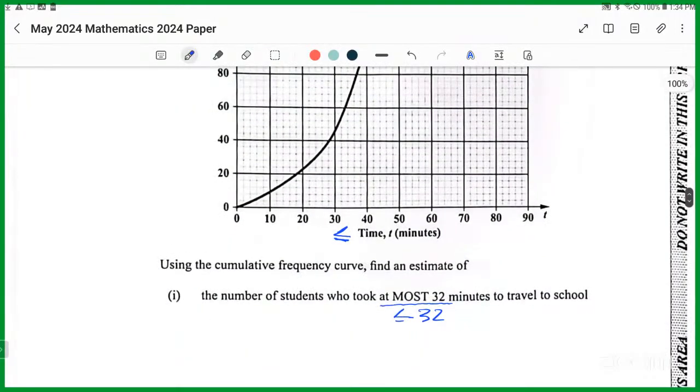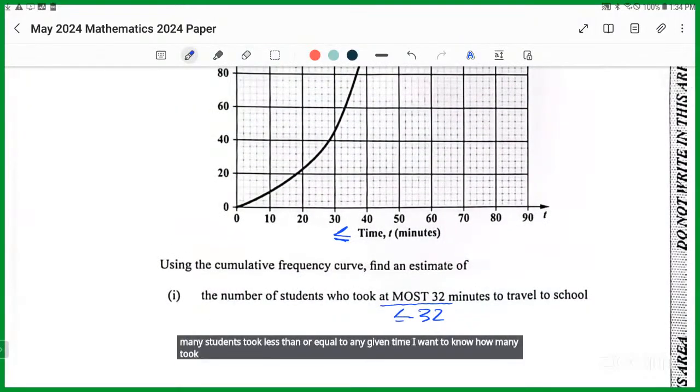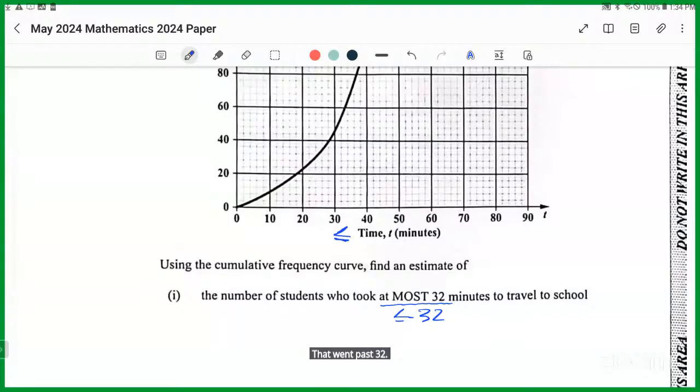I want to know how many took less than or equal to 32, because at most 32 means 32 or less. Not going past 32. Don't let the word "most" cause you to think that you're going over. Look at the meaning of the term. All right? So we're looking for 32 on here.